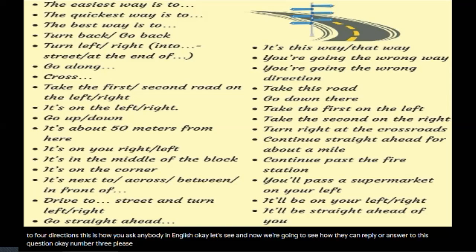The easiest way is to? The quickest way is to? The best way is to? Turn back, go back, turn left, right, into a street, at the end of. Go along, cross, take the first, second on the left, right. It's on the left, right. Go up, go down. It's about 50 meters from here. It's on your right, left. It's in the middle of the block, it's on the corner, it's next to, across, between, in front of. Drive to a street and turn left, right, go straight ahead.